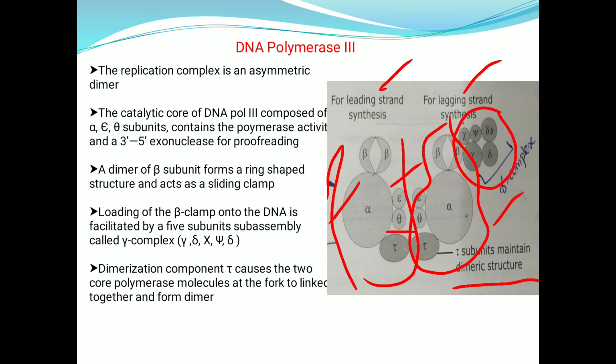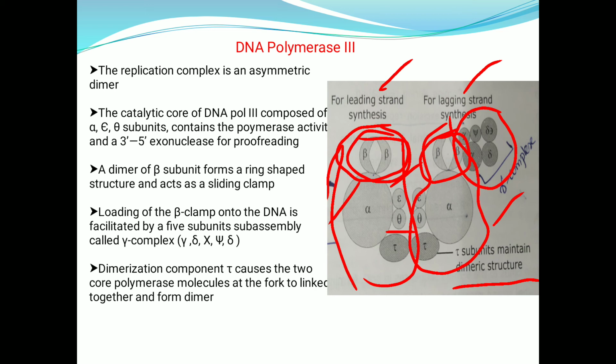This is the core subunit, which contains the polymerase activity and also the 3' to 5' exonuclease activity for proofreading. Proofreading is nothing but addition of the correct nucleotides complementary to the template strand. And there is a dimer of beta subunit. Here you can see beta subunits are in the form of dimers. It means two beta subunits form a ring shaped structure, and it acts as a sliding clamp during the replication process.